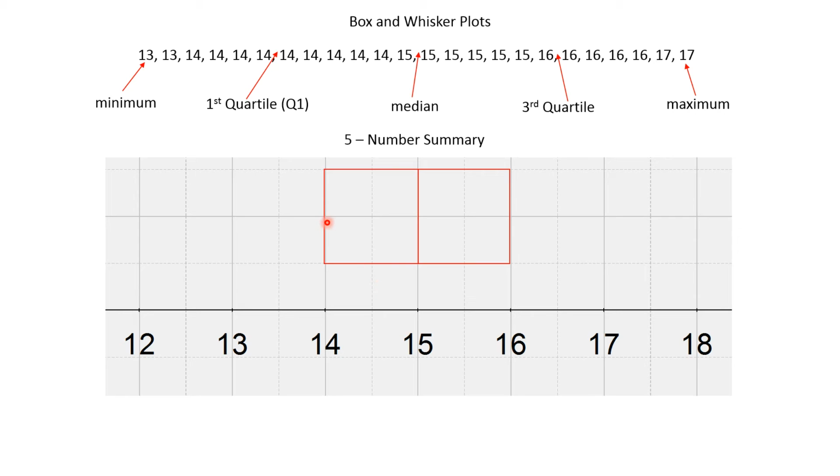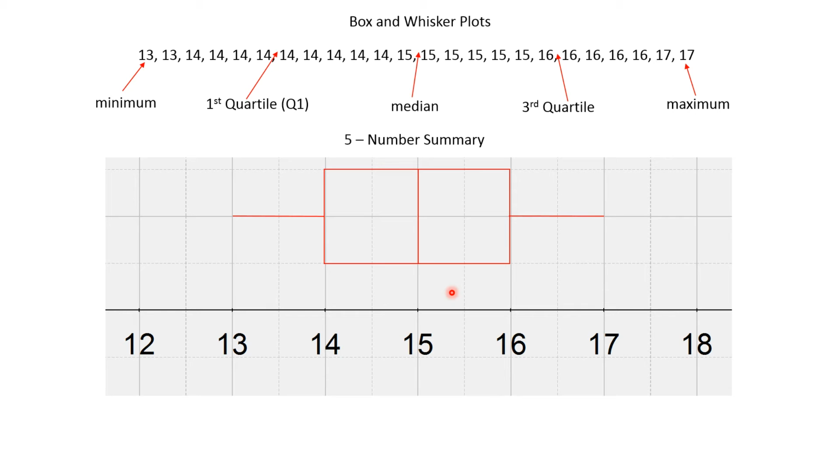And then we're going to make our whiskers. Our whiskers go in the center. That's why I centered it around a line. That way I just trace the line out to the minimum and trace the line out to the maximum. And that's our box and whisker plot.